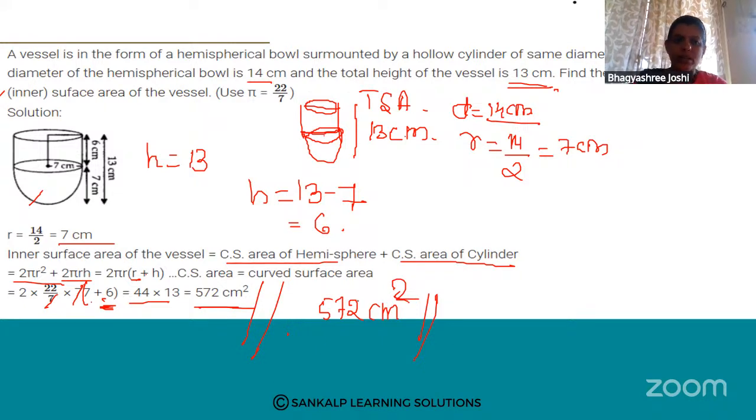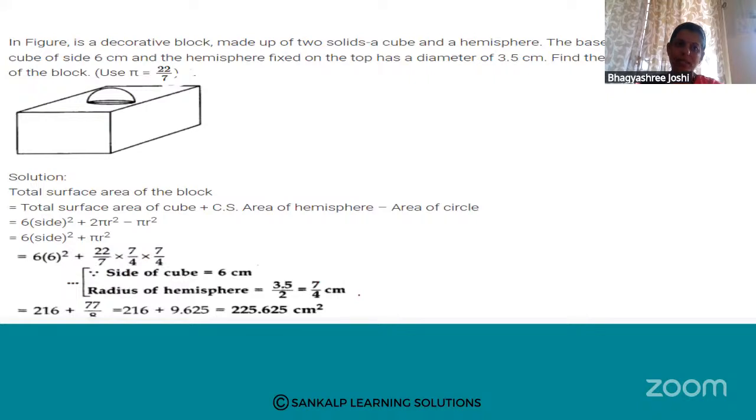Now, next question. In the figure, a decorative block is made up of two solids, a cube and a hemisphere. Okay, one decorative block is there. It is made up of a cube and a hemisphere. Okay, two solids, a cube and a hemisphere.